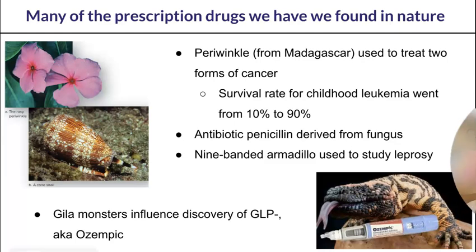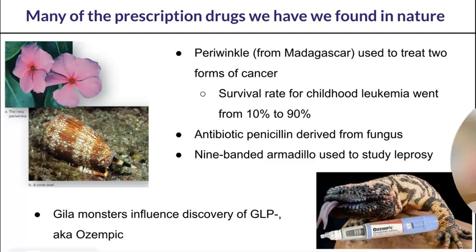Sometimes the different organisms that we study don't provide a direct medicine that we can derive from them, but rather influence our study. An example would be the 9-banded armadillo. The 9-banded armadillo is used to study leprosy. Leprosy is a chronic bacterial infection that's caused by Mycobacterium leprae.